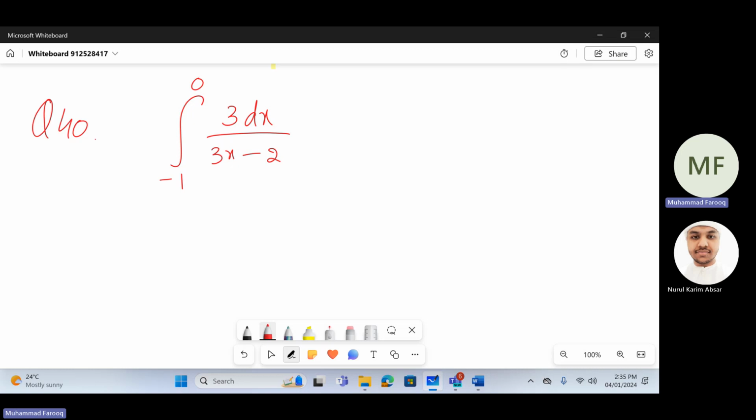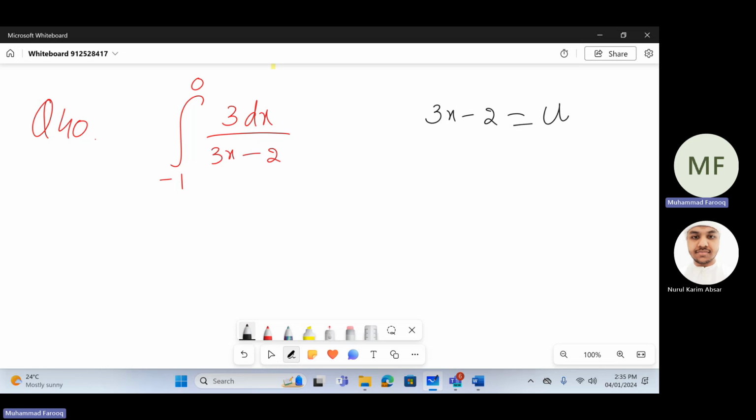Always, exactly. There are very few cases where we do not need substitution, in case it's a very straightforward, very easy question. The rest we have to use substitution. Please tell me, what do I take as u? The complicated part we take as u. So which part is complicated? 3x minus 2. So 3x minus 2 is equal to u.